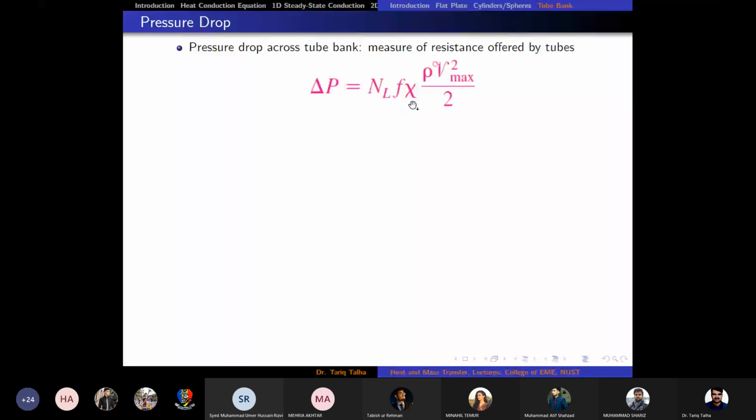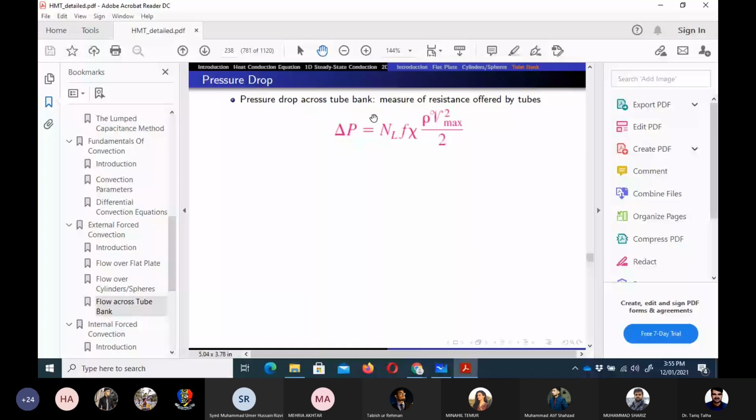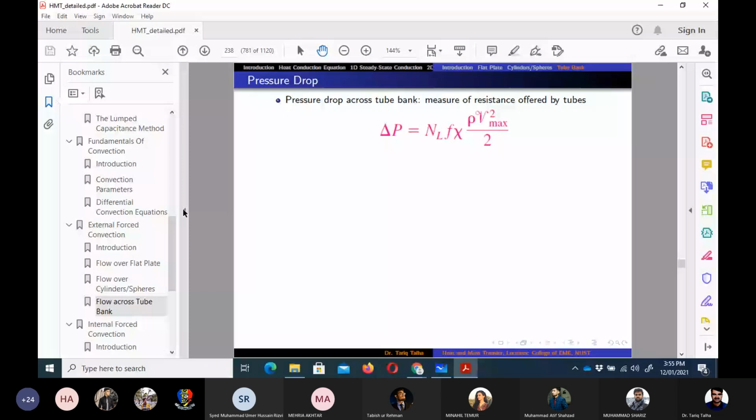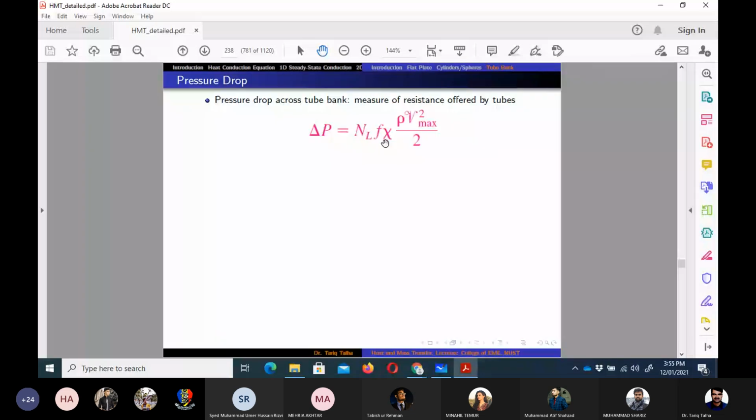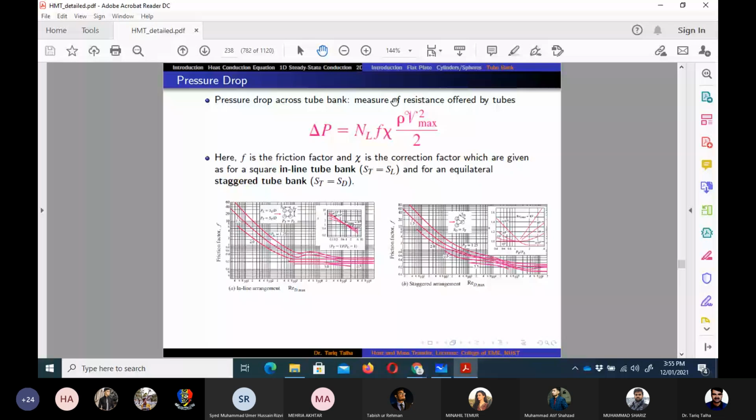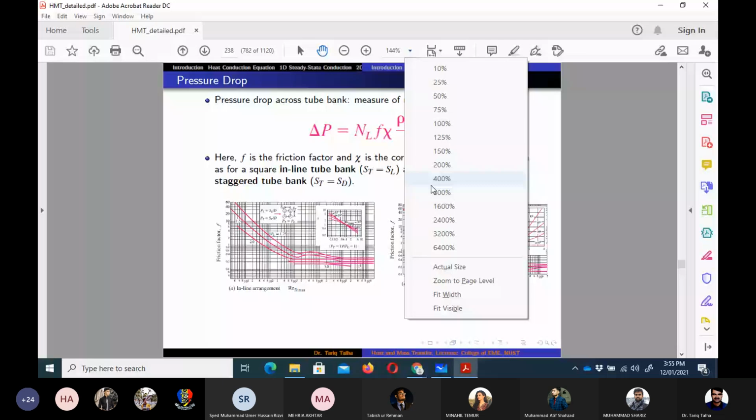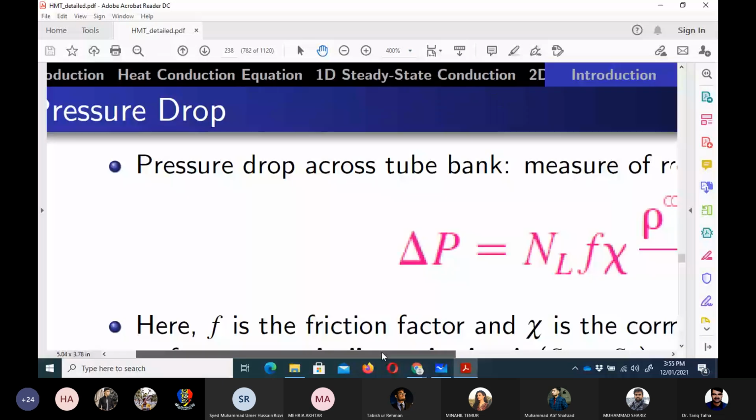V max we have discussed. F and X remain to be discussed. So if I show you the figure of how to calculate F and X for this, they would be quite small. So I would zoom in a little bit to show it more clearly. But I would also show the calculations during the numerical, so don't worry about that.